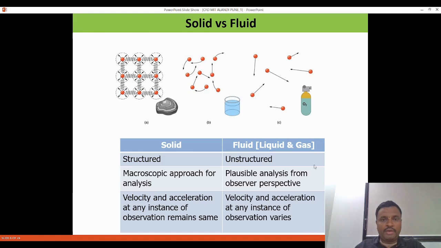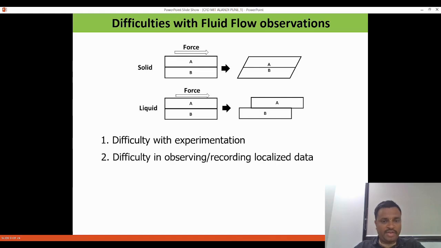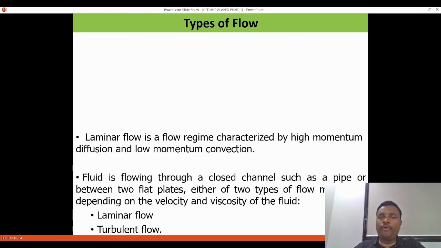Okay, so moving ahead. I already discussed the challenges with fluid flow: it is difficult with experimentation, difficulty in observing or recording localized data, difficulty in construing data, and the overall cost is also very high. Type of flow. I told you that in the last semester we focused on laminar flow. Of course, I will be showing you a few simulations of laminar flow using COMSOL Multiphysics, where you will be able to see the different nature of the fluid particles as far as velocity and shear stress are concerned.